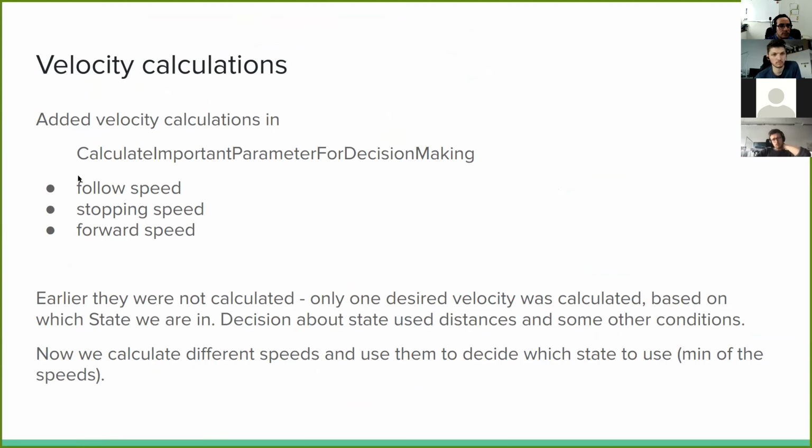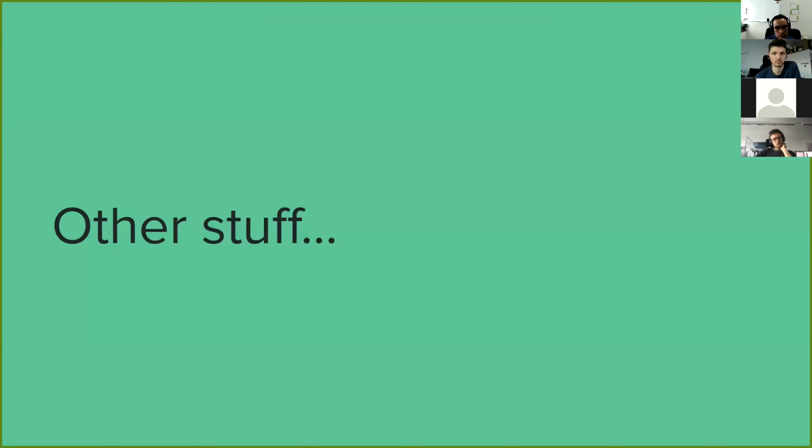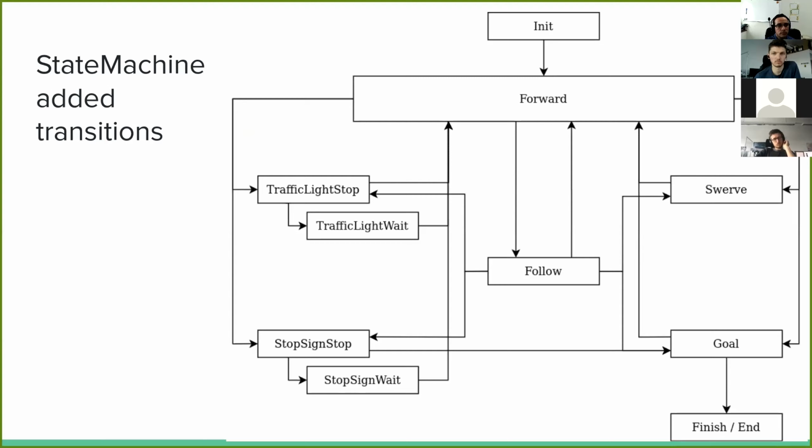But we calculate follow speed, stopping speed, and forward speed, important parameters for decision making. So before making a decision which state to choose, we have also calculated these, and we use these to make decisions about how to change the state. But I will explain it more thoroughly a bit later, after this slide.